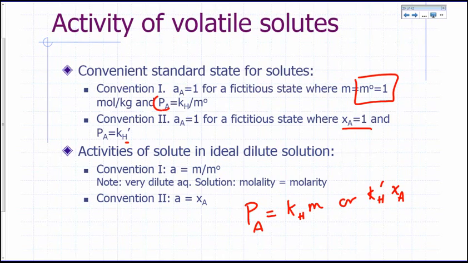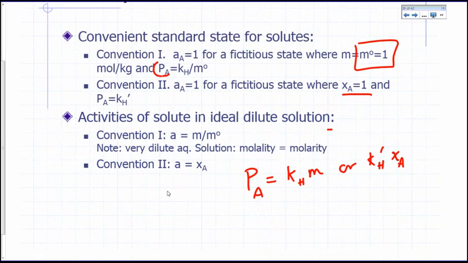So the activity for a solute in an ideal dilute solution would be its molality divided by M naught. For very dilute aqueous solutions, your molality will just be equal to your molarity. If you use the second convention, then your activity will just be the mole fraction, if you have an ideal dilute solution. Of course, if your solution is not ideal dilute, then you have to introduce an activity coefficient, gamma.